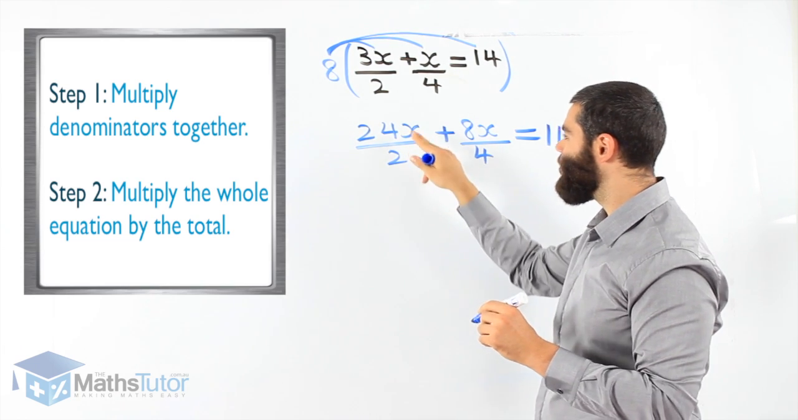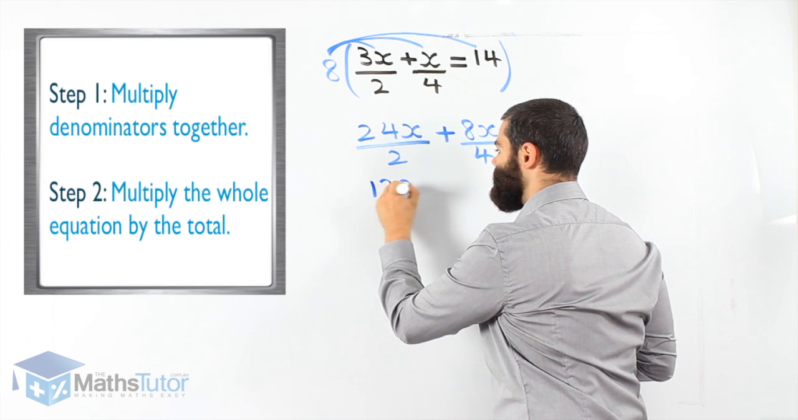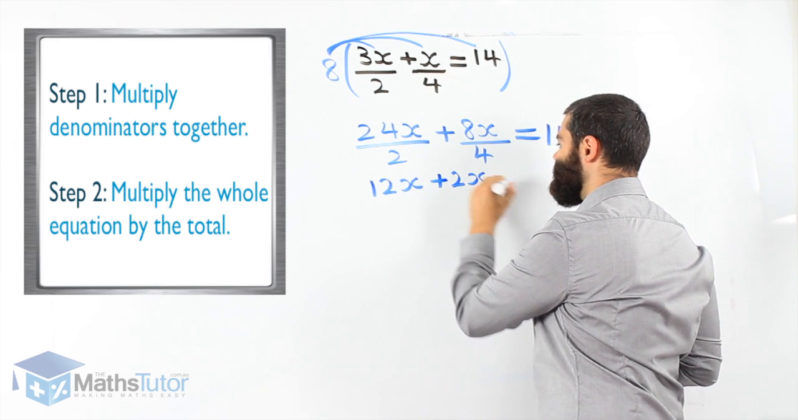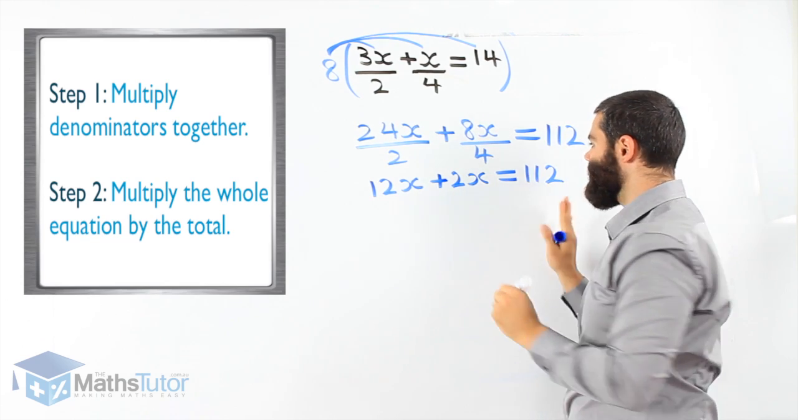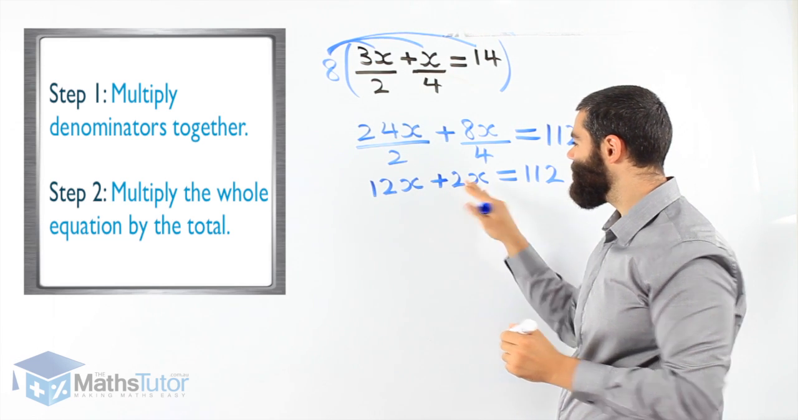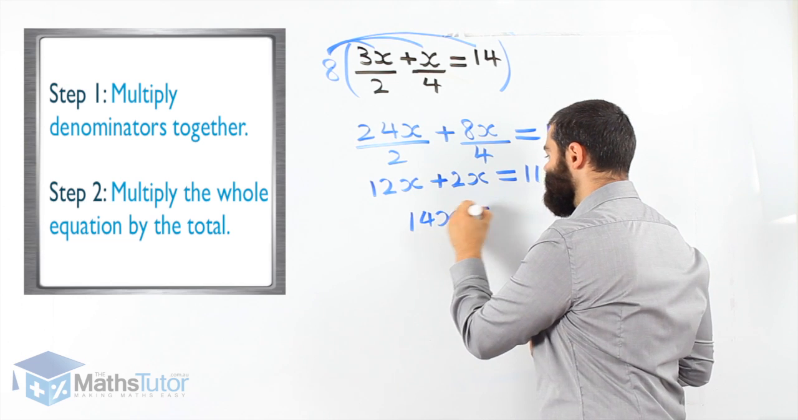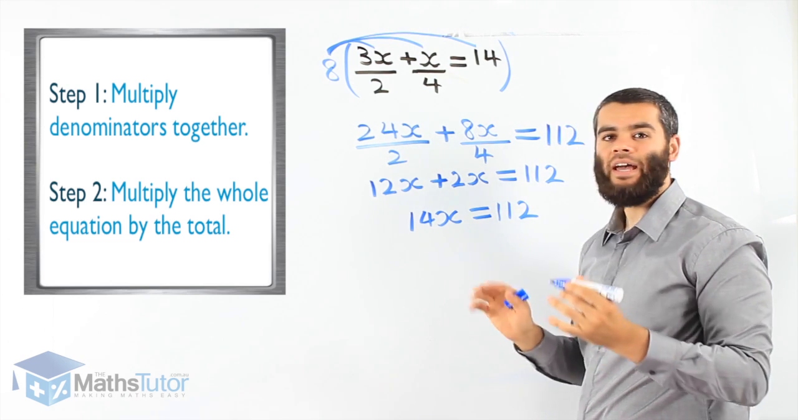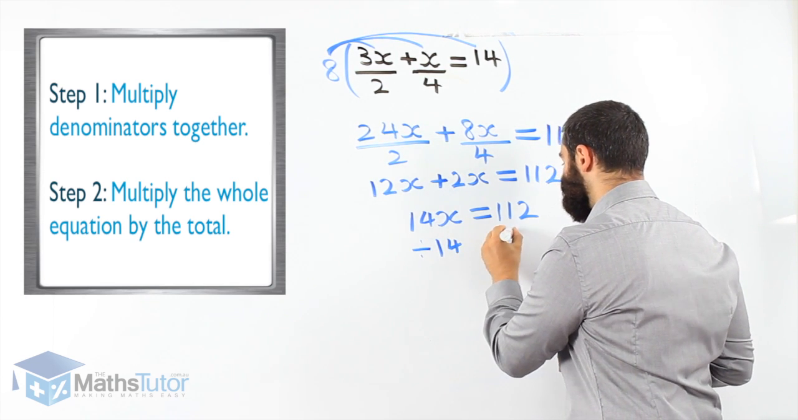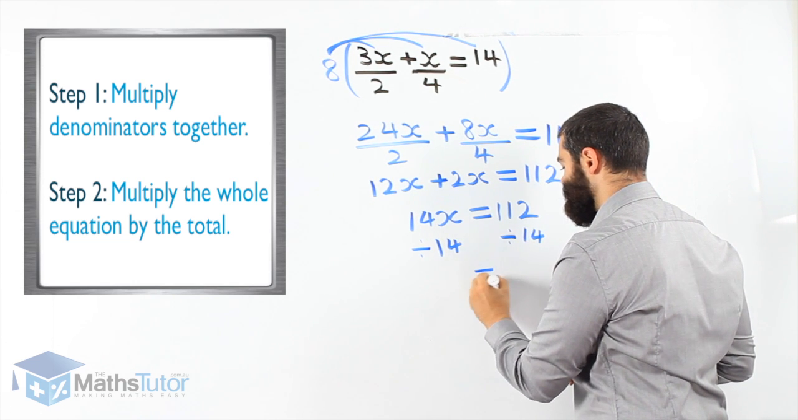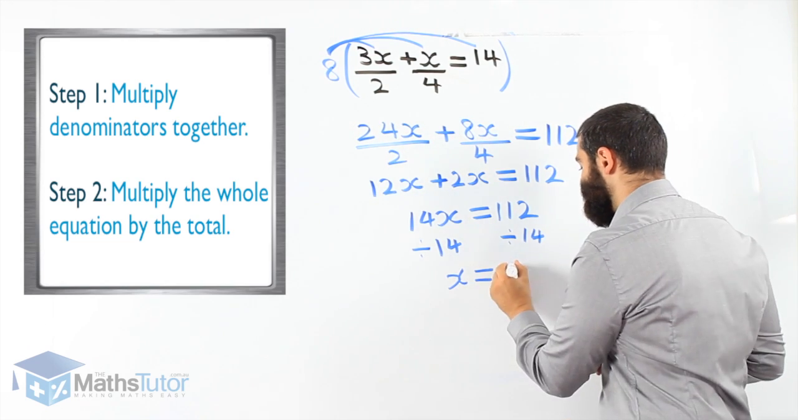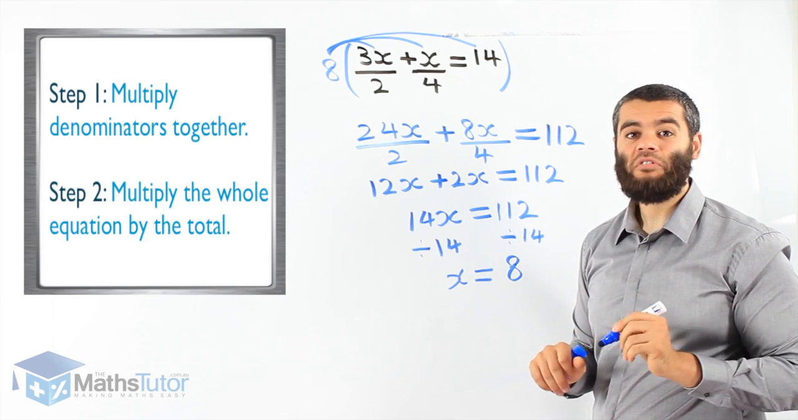Let's do that now. 24x divided by 2, 12x. 8x divided by 4, 2x, equals 112. Now the denominators are gone. Simple equations. 12x plus 2x, we can see like terms. 14x equals 112. Now 14x is 14 times x, so we divide by 14 and divide by 14 on this side. 14 divided by 14, we have 1x, and 112 divided by 14 is 8. x equals 8. Very simple.